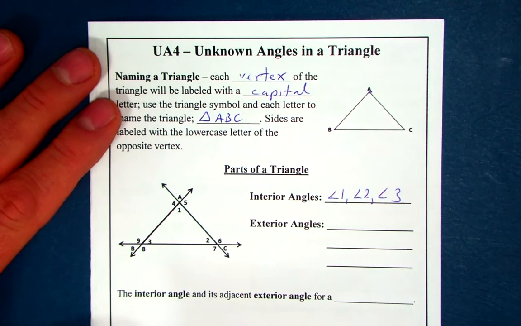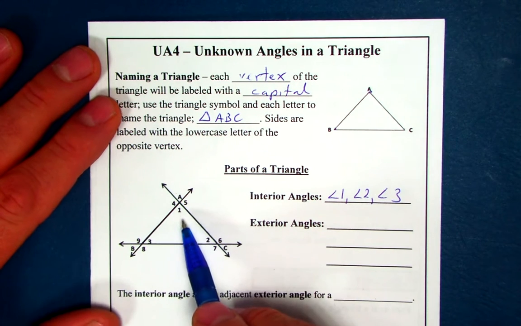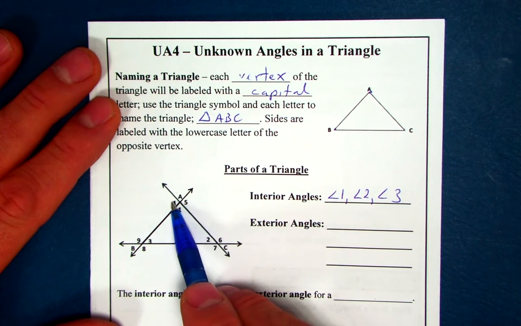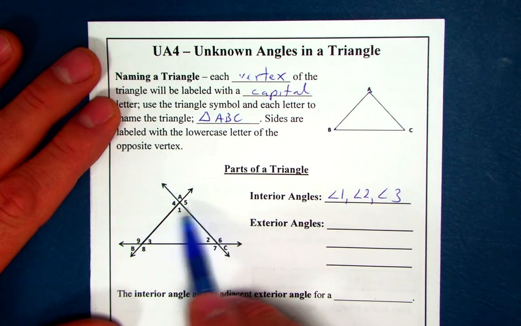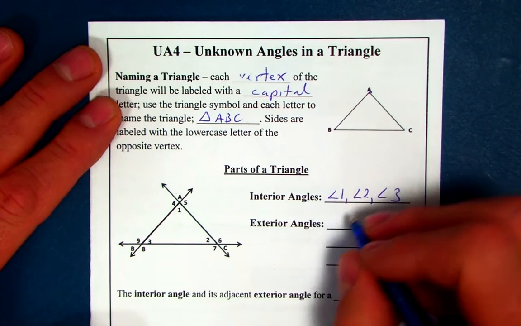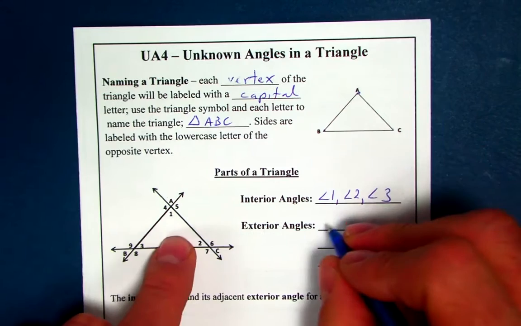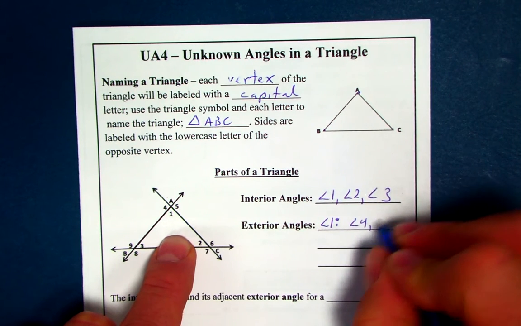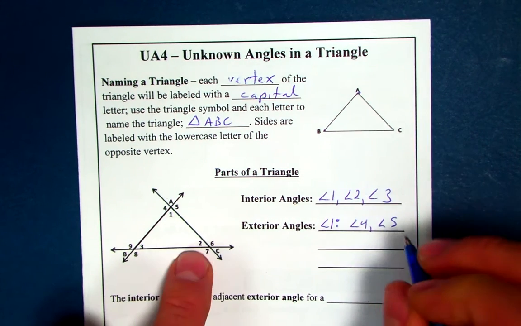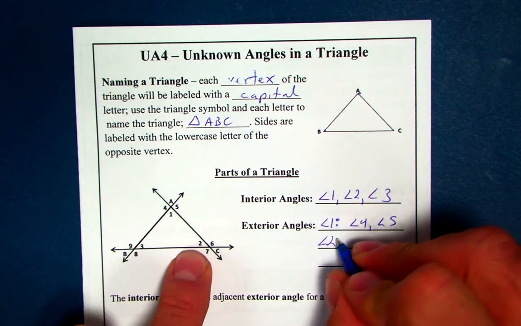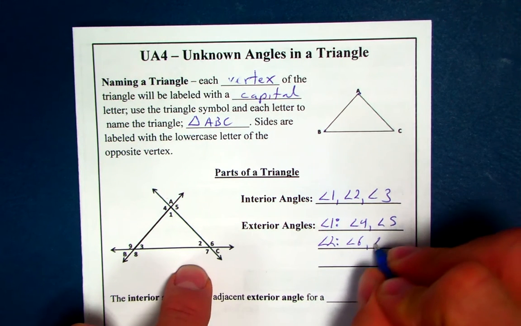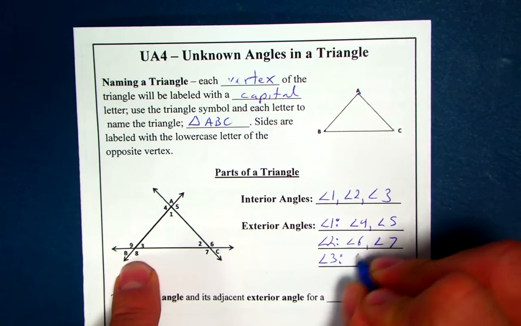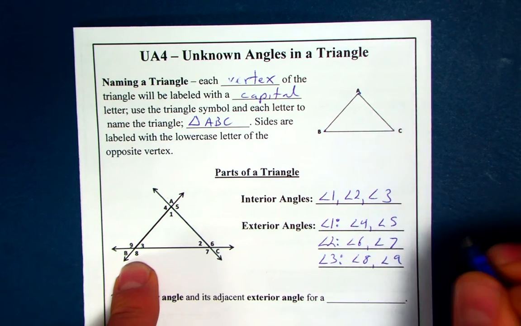And then you have the exterior angles, the angles that form a linear pair with each interior angle. So 1 and 5, 1 and 4. So 4 and 5 are both exterior angles with angle 1. For angle 2, the exterior angles are angle 6 and angle 7. And for angle 3, the exterior angles are angle 8 and angle 9.